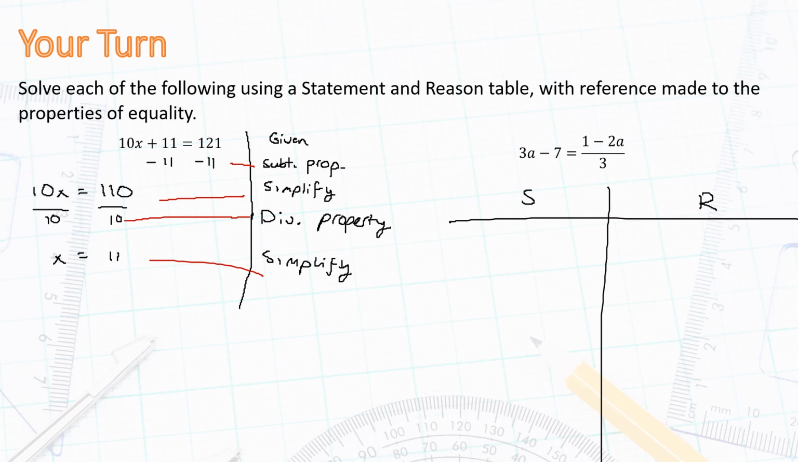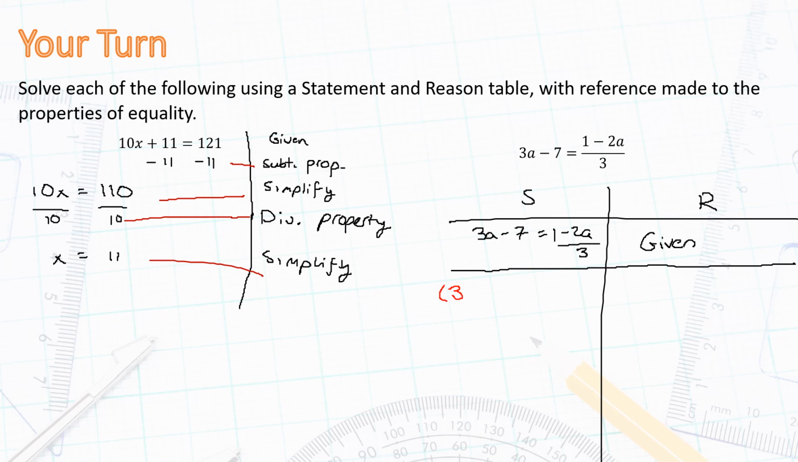So I just put S and R, statement and reason, or work and reason, whichever one. So 3a minus 7 equals (1 minus 2a) all over 3. A lot of things have to happen here. We need to combine like terms. Probably the first step here is to get rid of the fraction because it's hard to combine like terms when one is in a fraction and one is not. So this is all being divided by 3, which means that to undo that, or to get an identity value back, we want to multiply by 3 on both sides. This is one of those ones that catches a lot of people out.